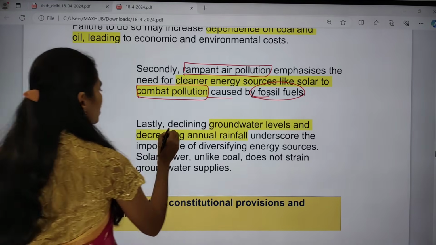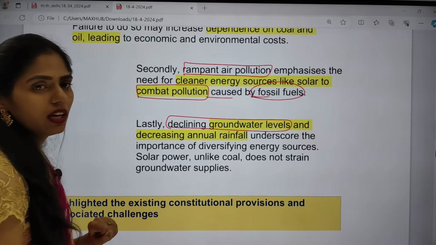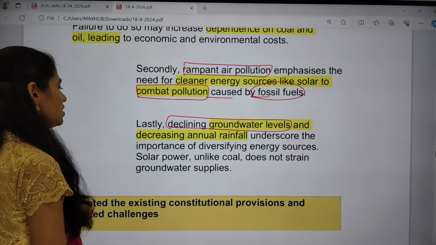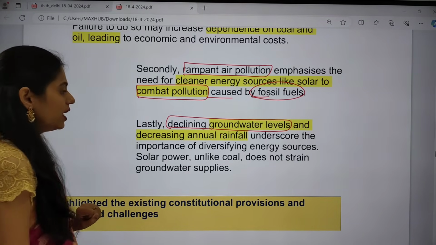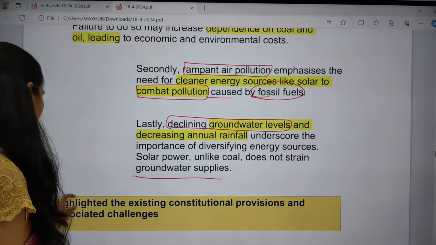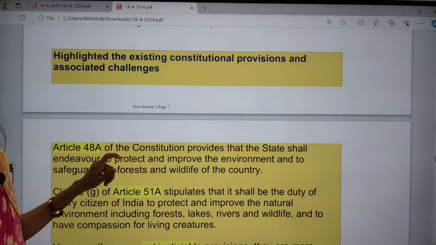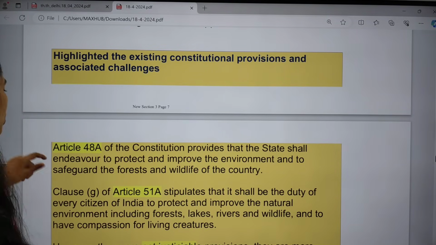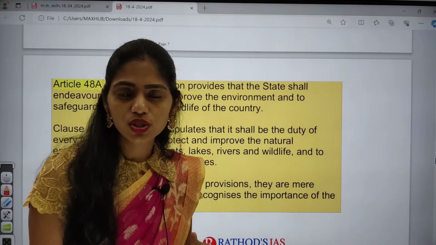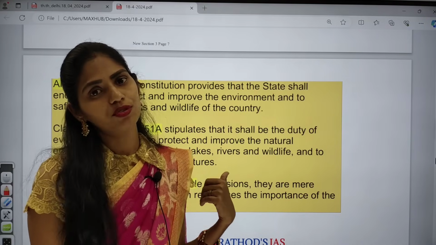The next one is the problem of declining groundwater levels and decreasing annual rainfall. Because of this, solar power, unlike coal, does not strain the groundwater supplies. Now the constitutional provisions highlighted by the Supreme Court: it spoke about the provisions in our constitution which talk about climate as well as environment. So we have to see those.